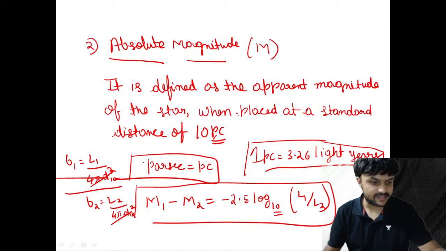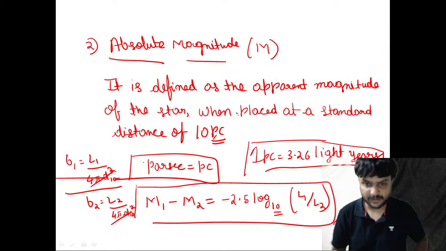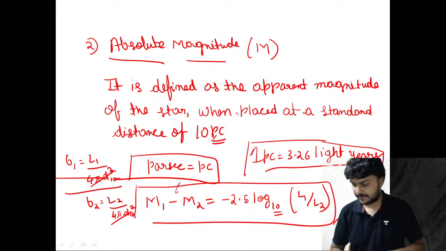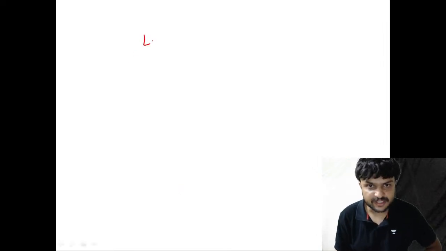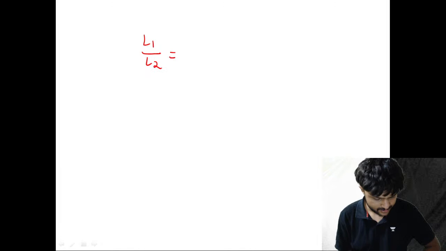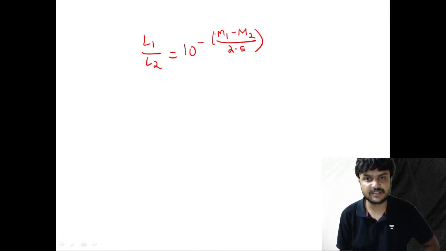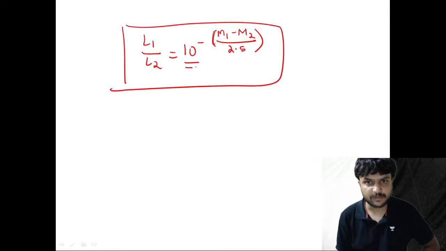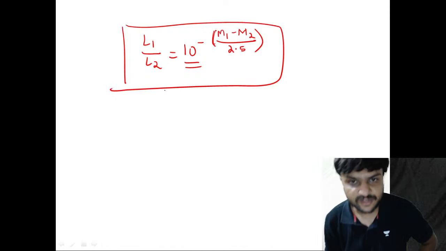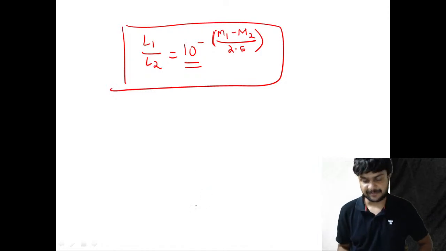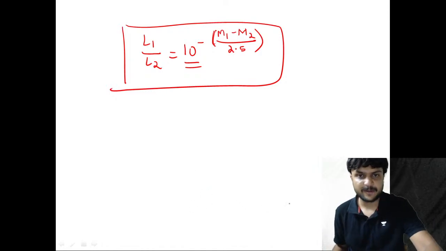So let me show you in the next slide. If you want to find the luminosity ratio, L1 by L2 will be equal to 10 power of minus (M1 minus M2) divided by 2.5. That same equation can be rewritten like this. This is 10 power, not exponential. This is not the natural logarithm but base 10. Okay, so this is how we understand magnitudes.